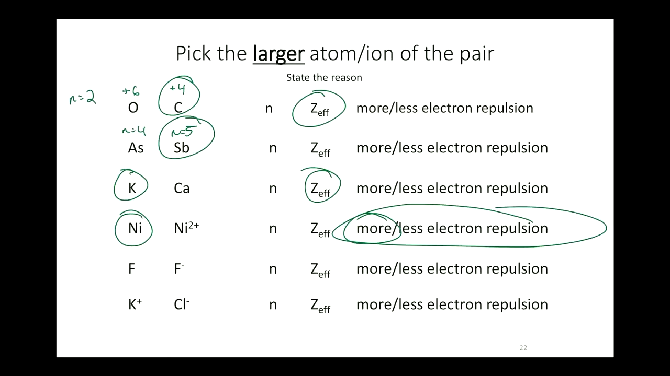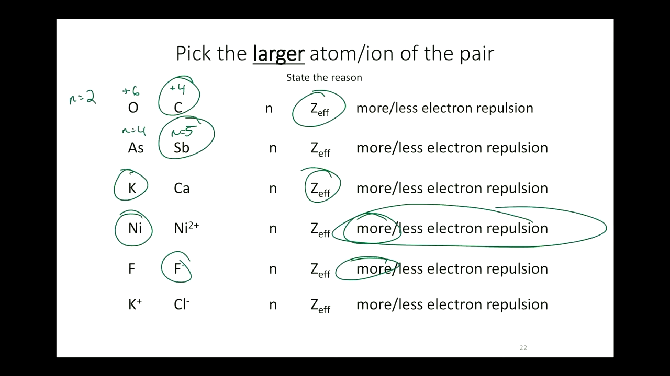Versus the next one, fluorine and fluoride, which one's bigger? Fluoride, the F-, again, because adding electrons adds more electron repulsion and makes it bigger. Good. All right, and then the last one here, K+ and Cl-.